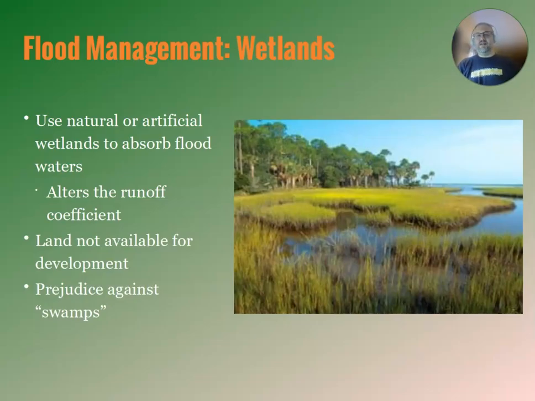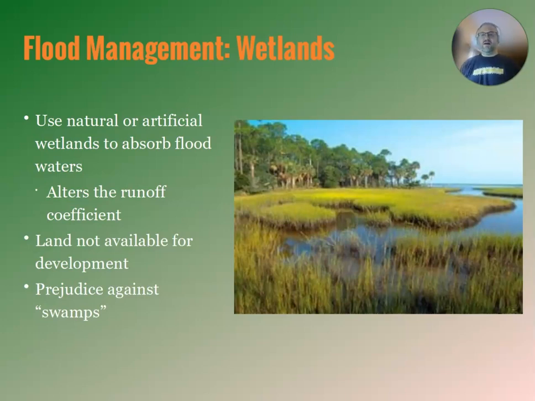Another thing that can help us manage floods is wetlands. You can either preserve natural wetlands or create artificial wetlands to absorb floodwaters. So if you've got a flood rushing down a stream and it hits a swamp area, a wetland area, that water is going to spread out across that wetland, and get absorbed by the soils and plants in that wetland. It's going to slow down because it's now got a lot of friction to move through as it passes through that wetland. And so that's going to take the edge off that flood.